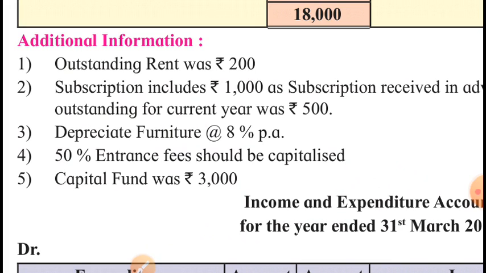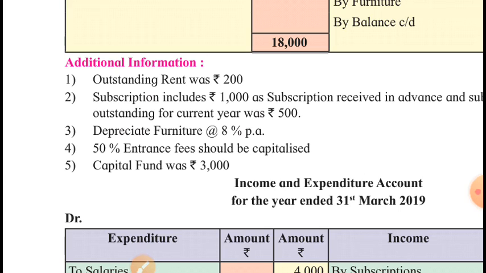And accrued subscription, outstanding subscription will be shown on asset side. Subscription received in advance will be shown on liabilities side, and outstanding subscription or accrued subscription will be shown on asset side. Income in advance on liabilities side, and accrued income on asset side.